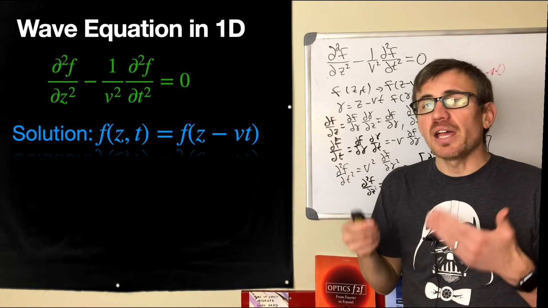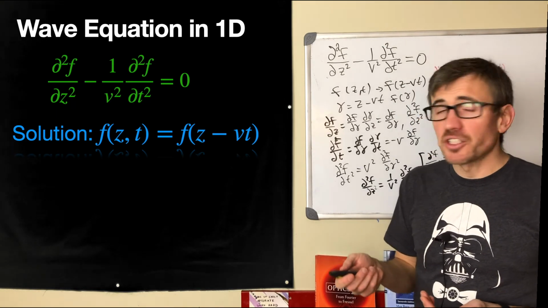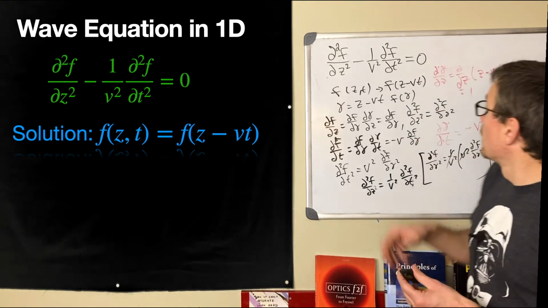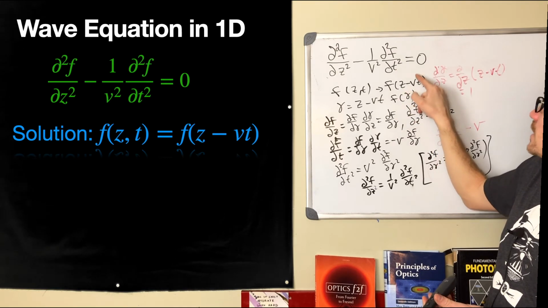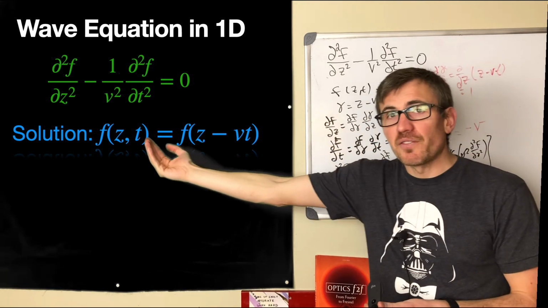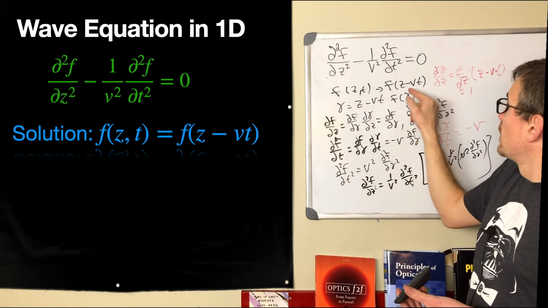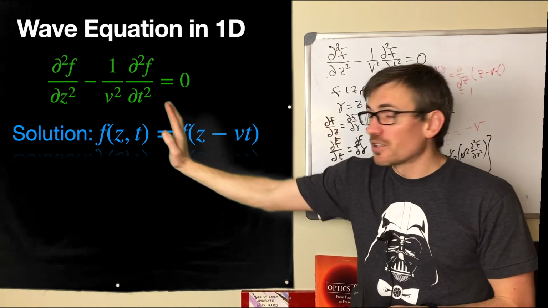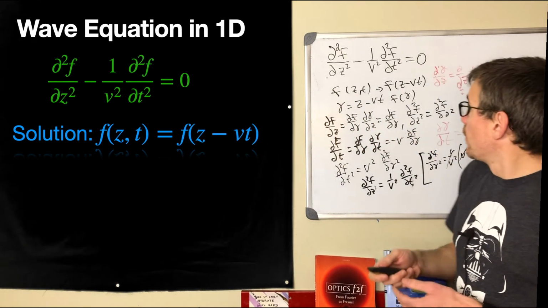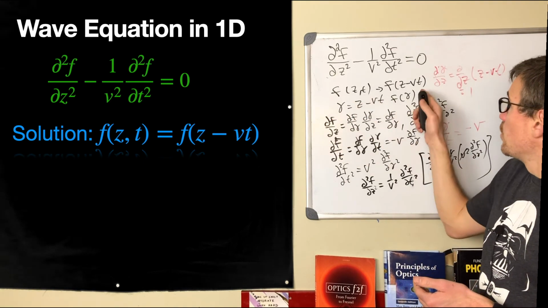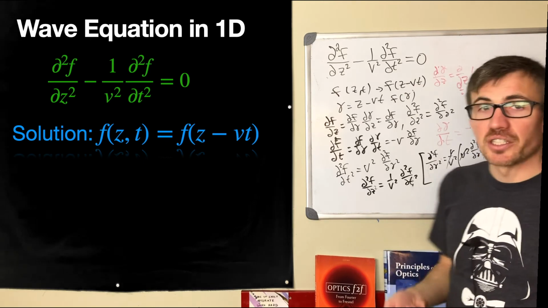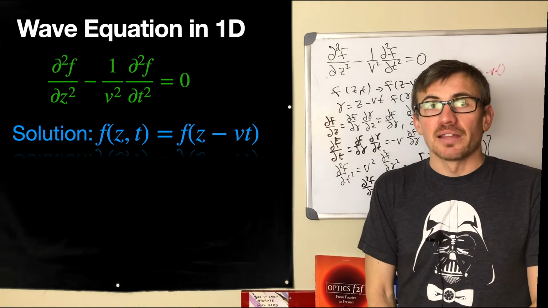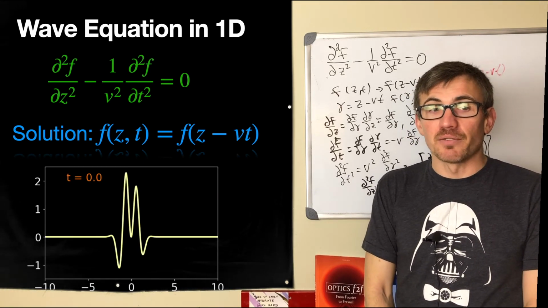If I have a function f of z and I go f of z minus something, that's going to shift it to the right. f of z plus something, it's going to shift to the left. So this is just describing something that moves linearly with time in one direction. So this is f of z here, and let's just look at f of z minus t for various t.